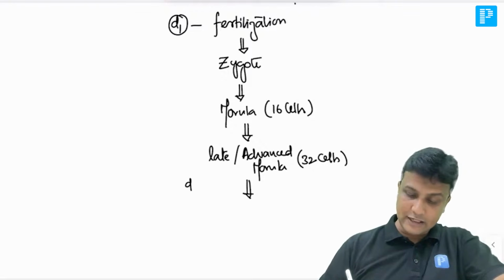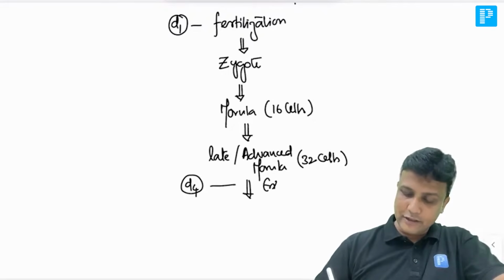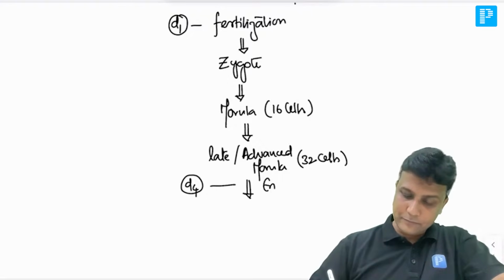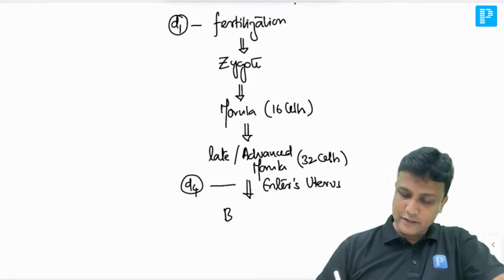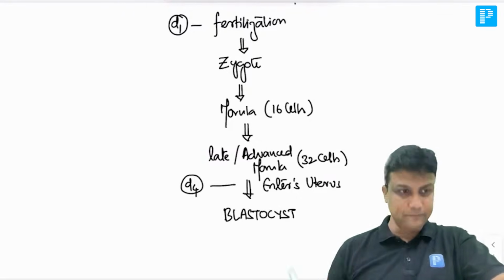On which day? Day 4. Another very important landmark. On day 4, it enters the uterus. Once it enters the uterus, finally it is going to become blastocyst.